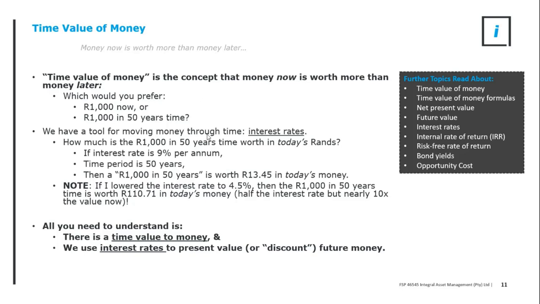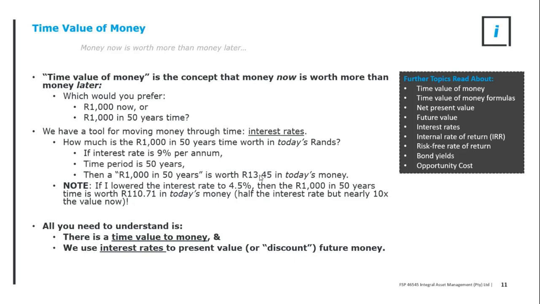Now, this may sound funny, the time value of money, but if I gave you two options, I'll give you 1,000 rand now or give you 1,000 rand in 50 years' time, everybody who is logical will choose 1,000 rand now. And in fact, what is 1,000 rand in 50 years' time worth? Well, we have a useful tool that allows us to move money through time. It's called interest rates. So if I take 1,000 rand in 50 years' time at a 9% interest and I present value it over 50 years, that 1,000 rand in 50 years' time is only worth 13.45 rand today. That's nothing. That's why 1,000 rand now is worth a lot more than 1,000 rand later.